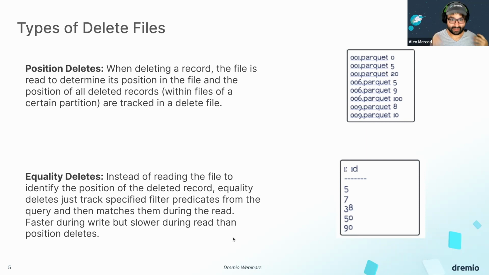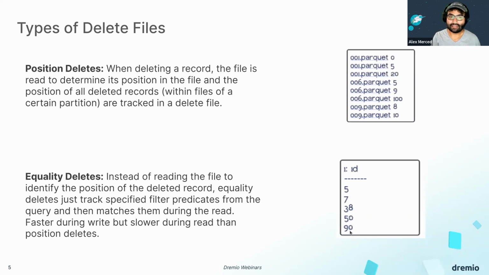Then there's equality delete. If you really need the fastest writes possible, and any little amount of less work you can do on the write side is better, then you have equality deletes. Instead of saying this particular row we're deleting, you're saying, delete any rows, ignore any rows that have these values. So I might say, delete the rows with the following IDs: 5, 7, 38, 50, 90. It doesn't actually have to scan any data files because it doesn't have to know which file they're in. It just knows that next time we read, ignore any records that have the IDs of 5, 7, 38, 50, 90.